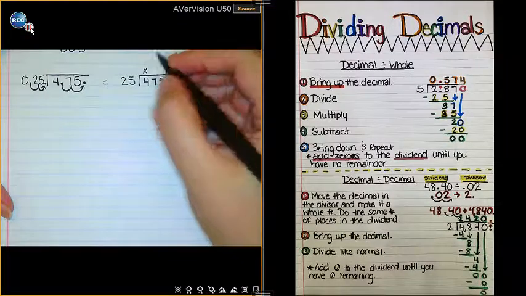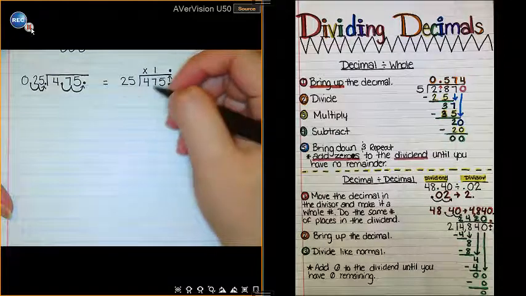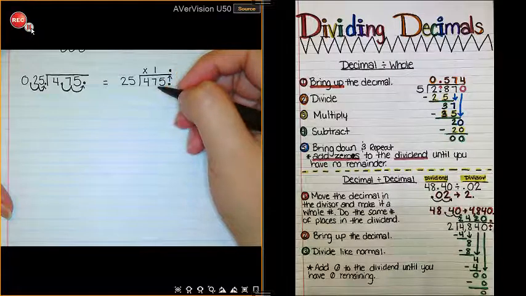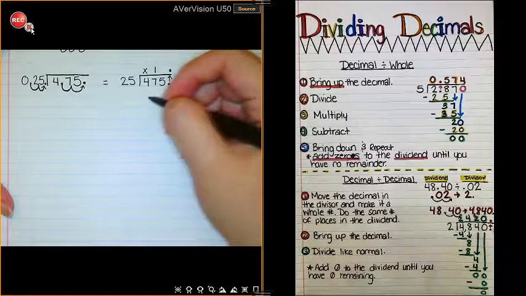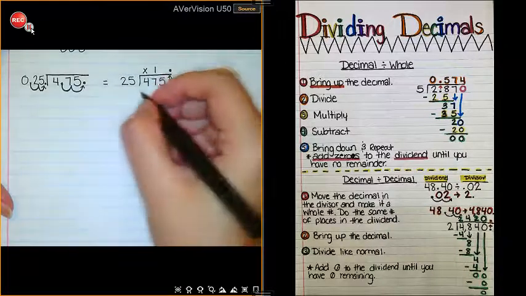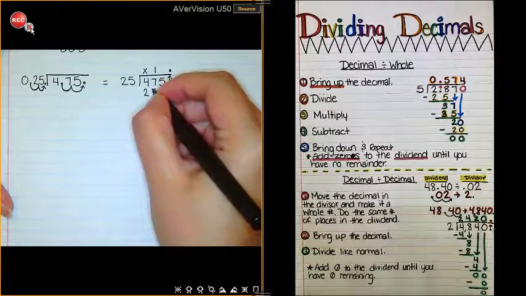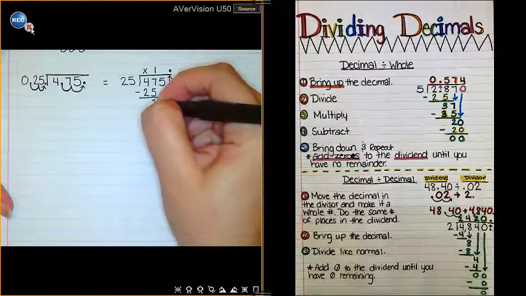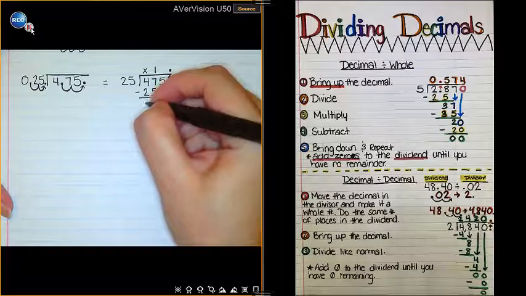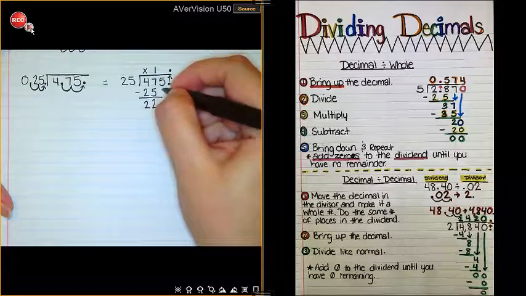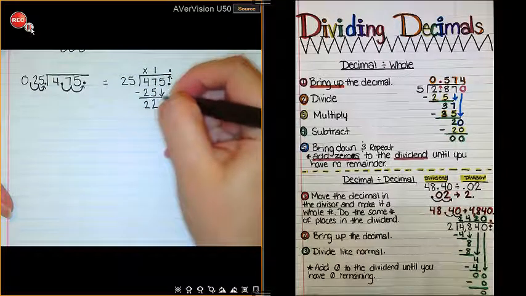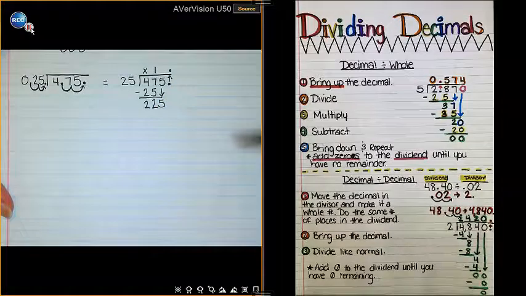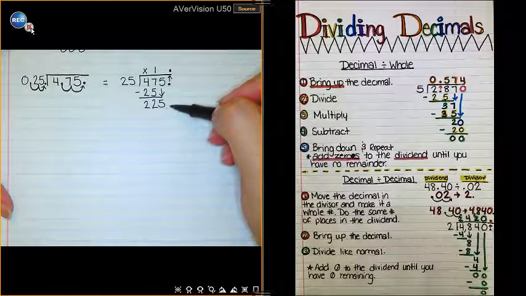I would say at least 1 time, because you should know that 25 times 2 equals 50. Or you can look at it as 2 quarters equals 50 cents. So 25 times 1 is 25, and we're going to go ahead and subtract that. So 7 take away 5 is 2. 4 take away 2 is 2. And then our final step is bring down. And repeat the process. So how many times can 25 go into 225?